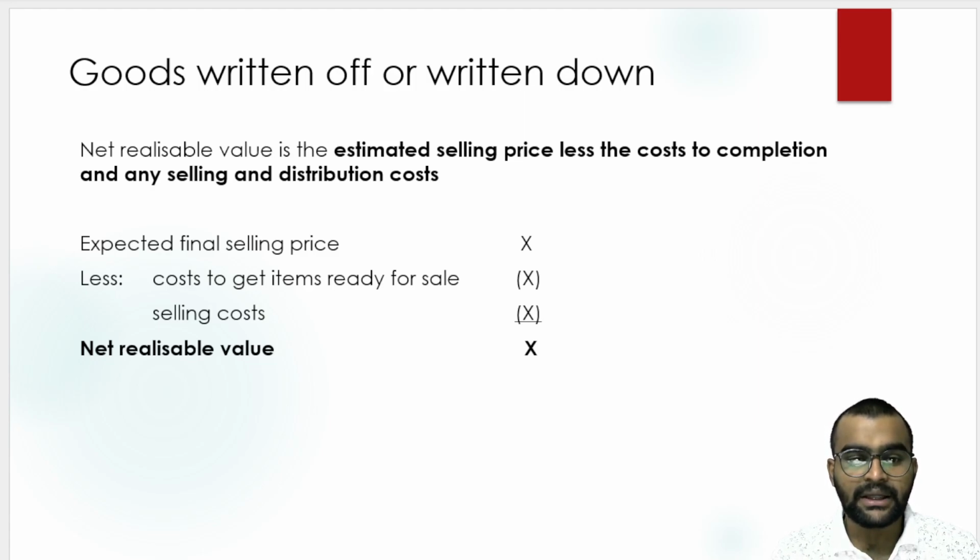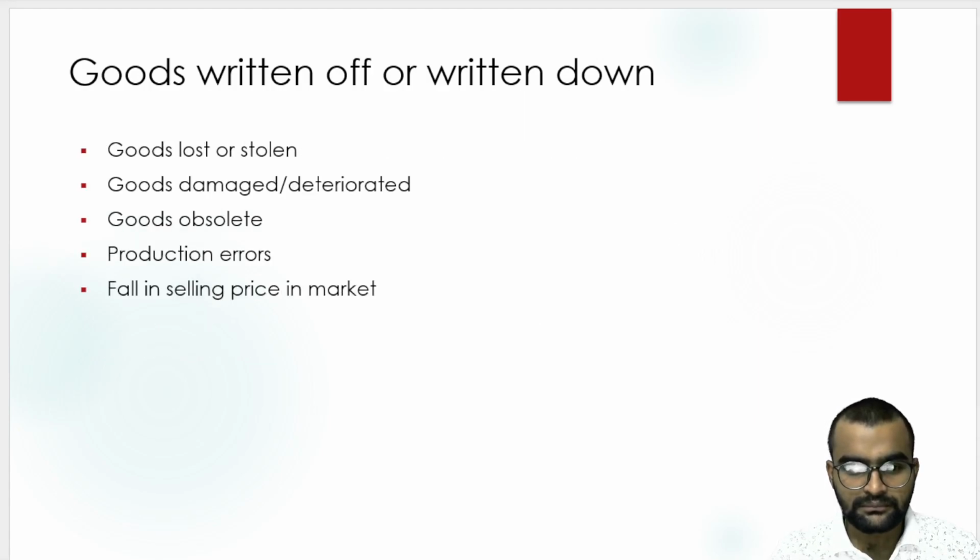If we kept them for a longer period, they would deteriorate. So we would incur some repair cost. Then we have to sell it. The formula for NRV, net realizable value, is the expected final selling price less the cost to get items ready to be sold, less selling cost. Then you will get the net realizable value, NRV.